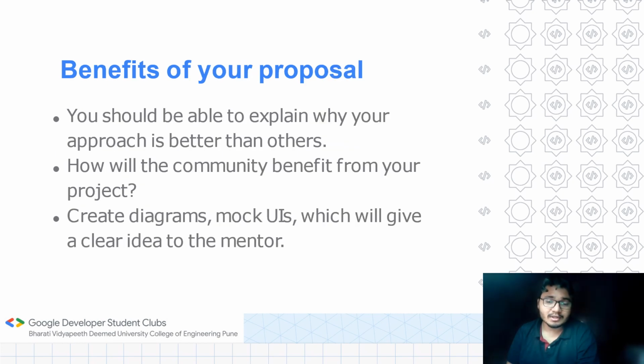Then the next section would be benefits of your proposal. You should be able to explain why your approach is better than the others. You would want to add why it's beneficial for the community and the organization. To support this, you can create mock UIs, explain workflow, mention what's missing, and this will give you and the org a clear idea about your thought process about the project.